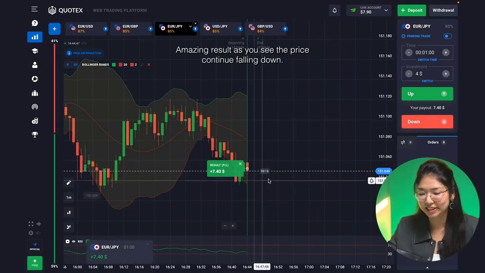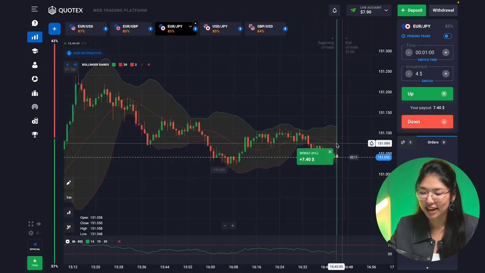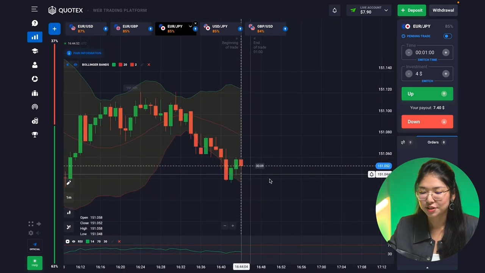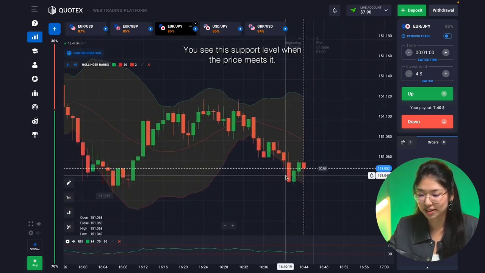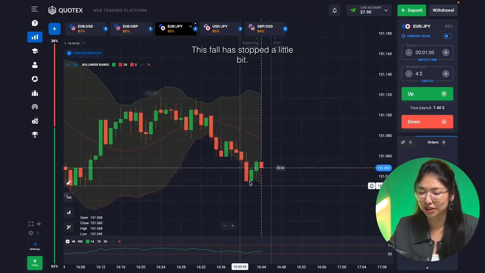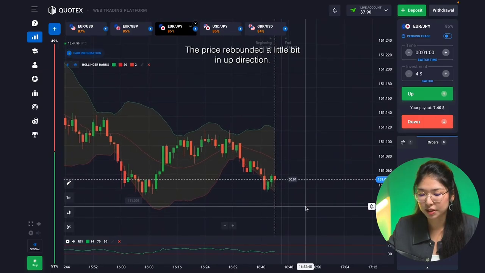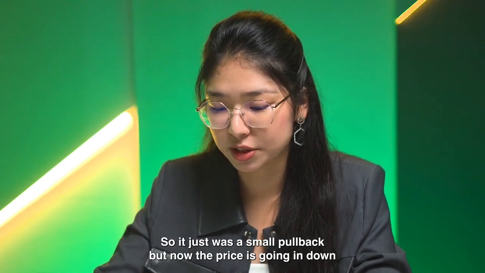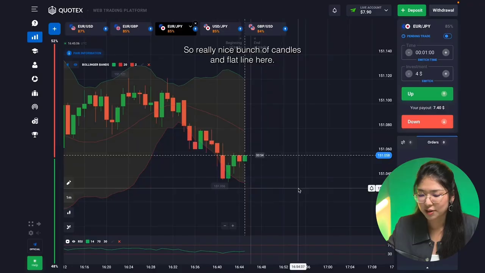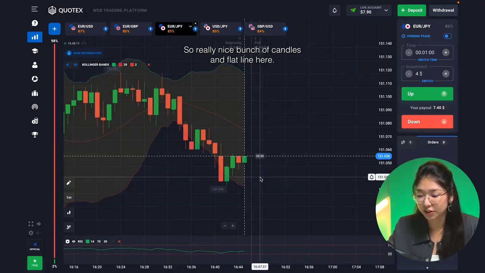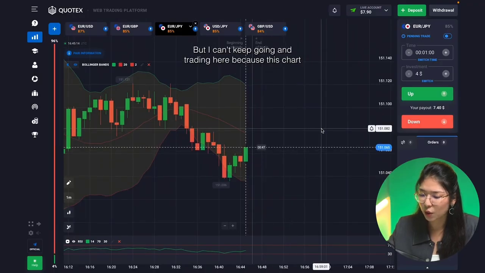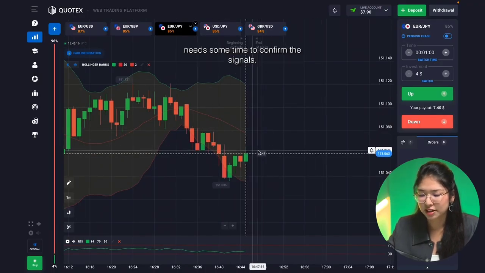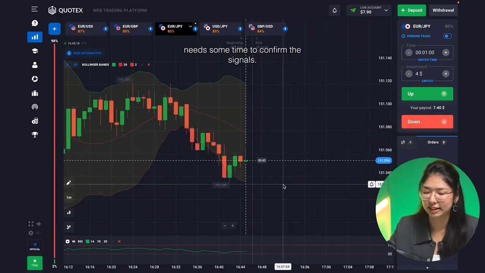So, amazing result. As you see, the price continued falling down, and the price has stopped at this level. You see the support level when the price meets it, and this fall has stopped a little bit. The price rebounded a little bit in the up direction, and it was just a small pullback, but now the price is going in the down direction again, and really nice bunch of candles and flat line here. But I can't keep trading because this chart needs some time to confirm the signals, guys.